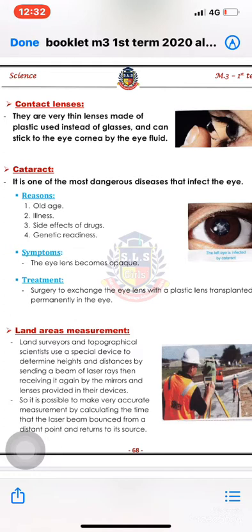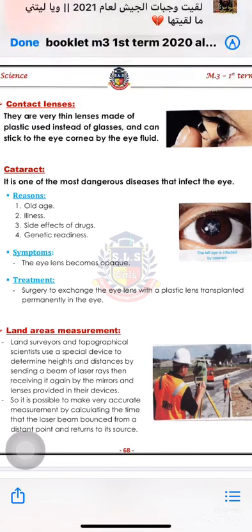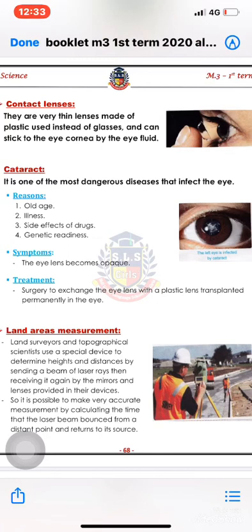There is a disease called cataract. It's one of the most dangerous diseases that infect the eye. What are the reasons for this disease? Old age, illness, side effects of drugs, or genetic predisposition. What are the symptoms? The eye lens becomes opaque. What is meant by opaque? Opaque is the opposite of transparent. Our eye lens is transparent, so it can refract the light, so I can see well. When the eye lens is opaque, no light rays can pass through it, so no refraction will happen well, so I cannot see well.